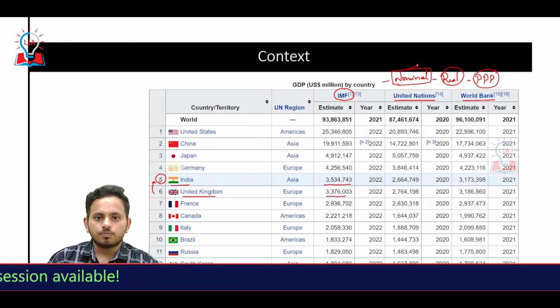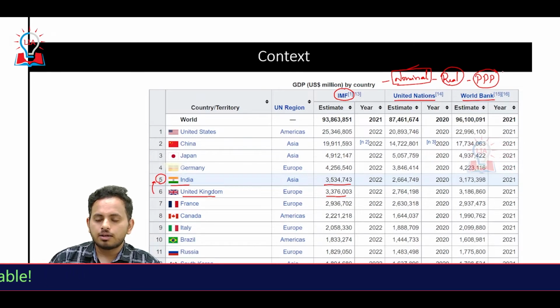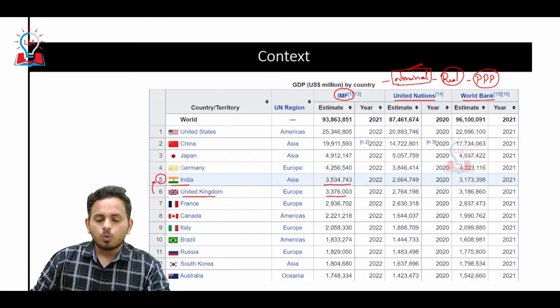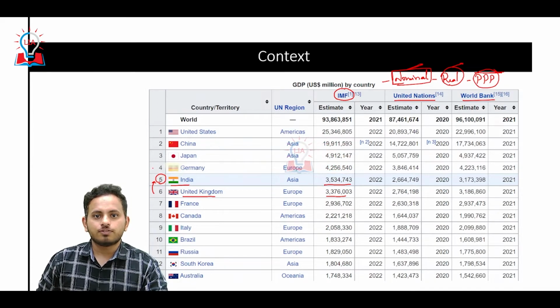I'll just give you a brief idea about nominal, real, and PPP. Nominal will consider inflation. Real is adjusted for inflation, which means inflation is not considered. PPP considers the purchasing power parity of the object. So in nominal aspects, India recently overtook the UK to become the world's fifth largest economy.